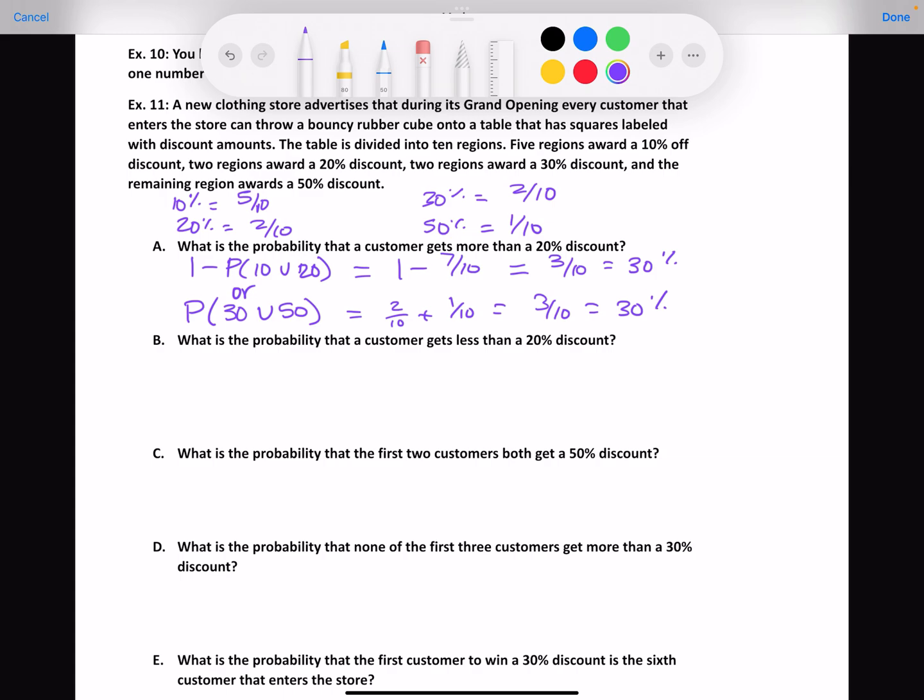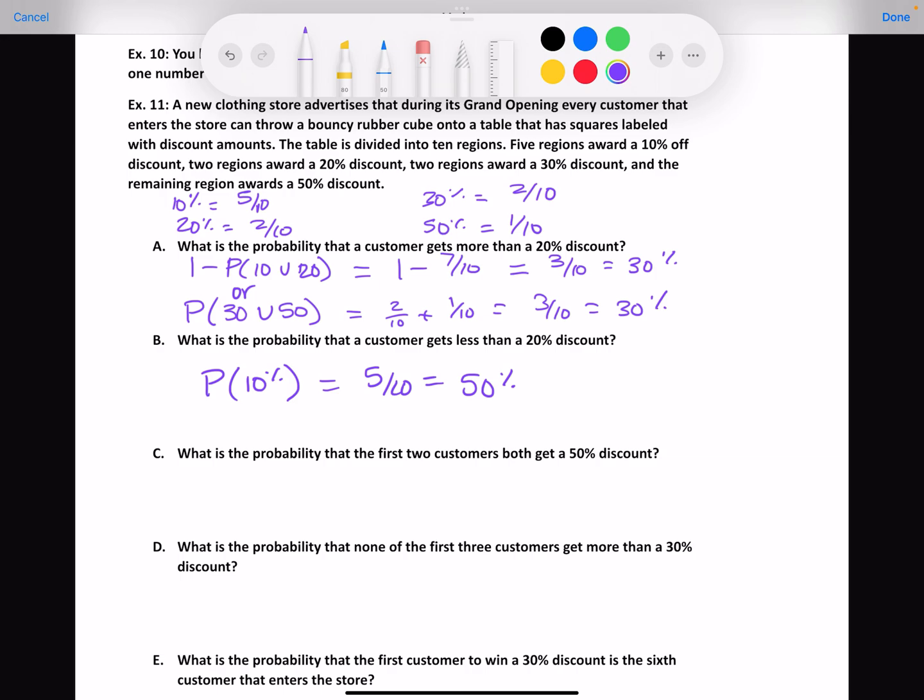All right, what is the probability that a customer gets less than a 20% discount? What is the only way that happens? They get 10%. So the probability of 10% is 5 out of 10, which is 50%. Okay, this one I actually understand.